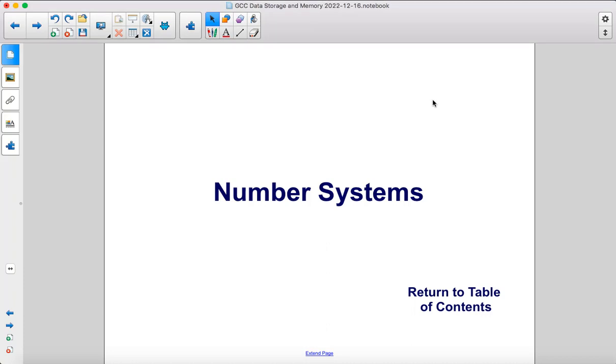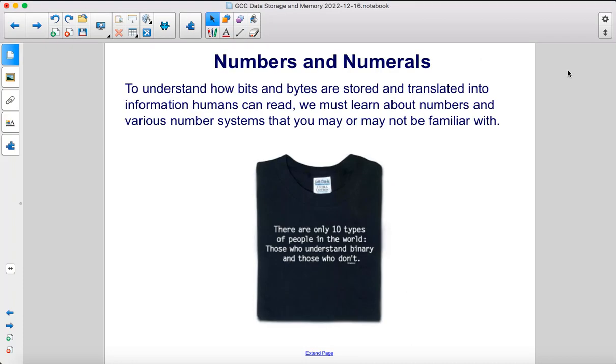Number systems. To understand how bits and bytes are stored and translated into information humans can read, we must learn about numbers and various number systems that you may or may not be familiar with.